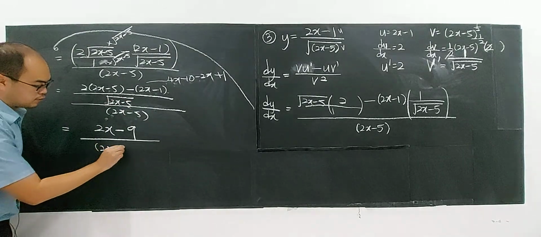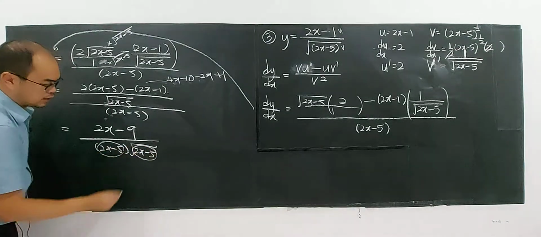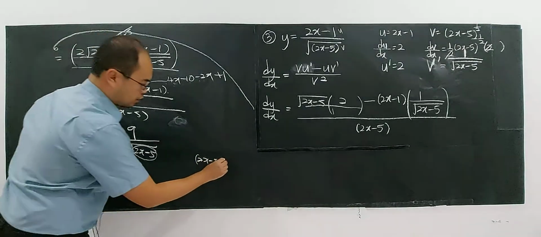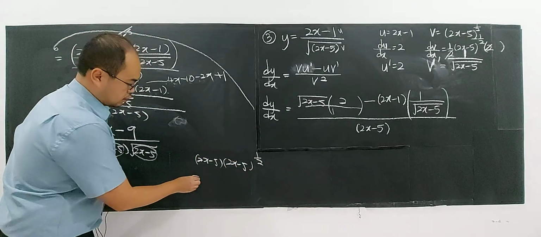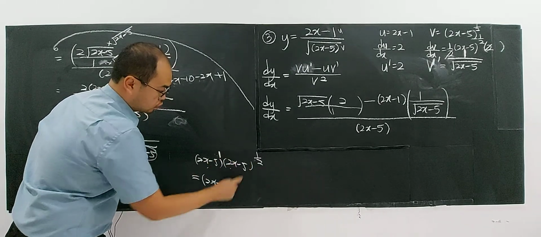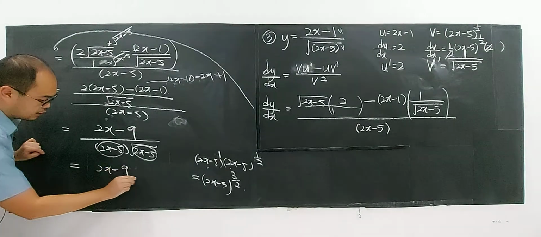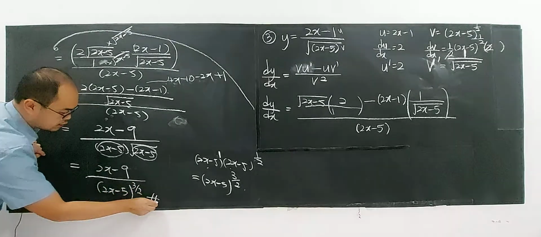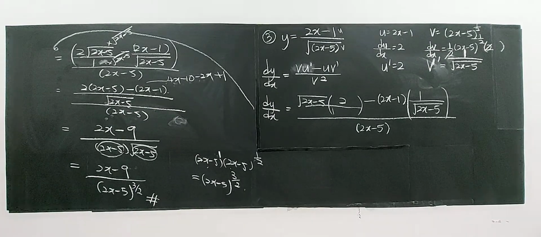So it means that 2x minus 5 divided by square root of 2x minus 5. And these two have the same base here, 2x minus 5. So you can rewrite the square root as 2x minus 5 to the power of 1 over 2. Then you here have 1, the base is the same, so you just add the index, 1 plus 1 over 2, so you have 3 over 2. So finally you have your answer to be 2x minus 9 divided by 2x minus 5 to the power of 3 over 2. This is a much more simplified form compared to this, right?